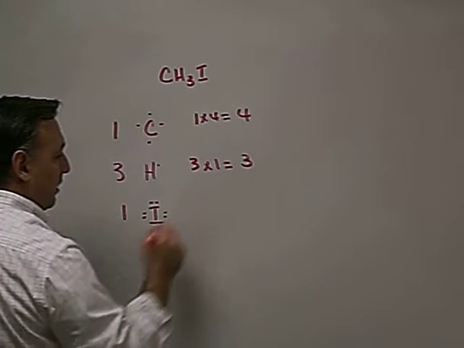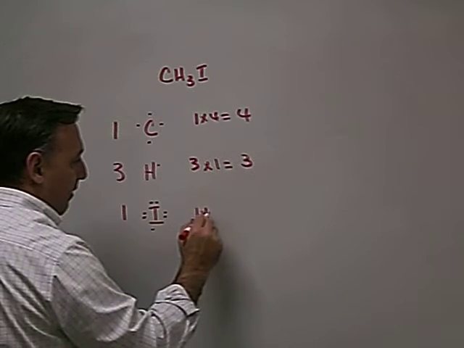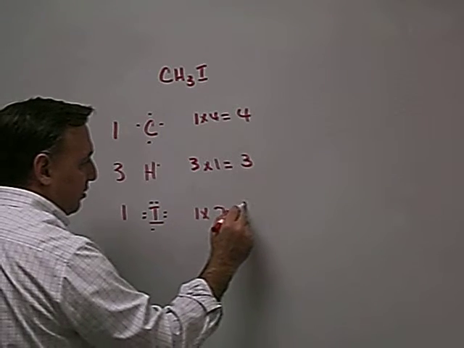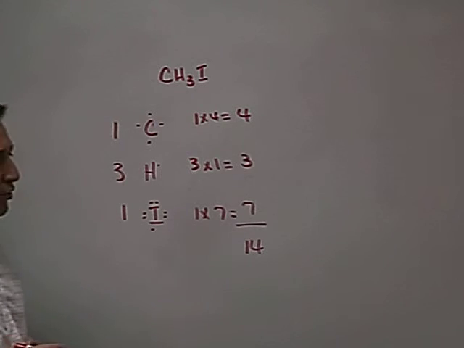That's a total of 3 valence electrons. We have one iodine atom, and that one iodine atom has 7 valence electrons for a total of 7. That's a total of 14 valence electrons that have to be distributed over the structure.